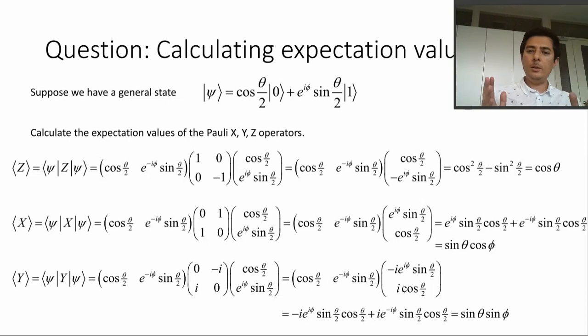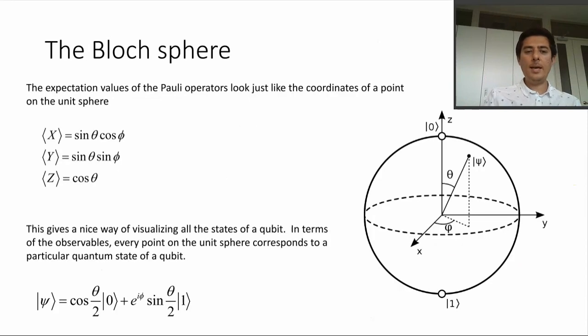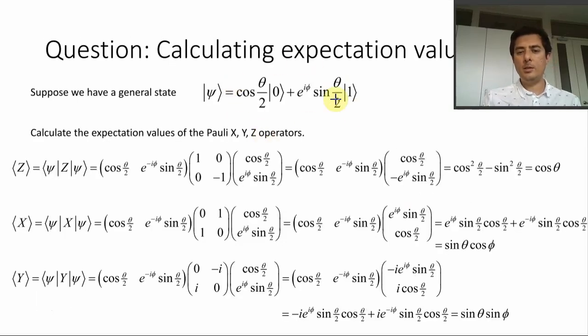But what some of you may notice about these things, cosine theta, sine theta cos phi, sine theta sine phi, is that this looks a lot like the spherical coordinates, right? And this is exactly why we've chosen this parametrization in this way. So why did I choose this theta over 2? Why didn't I just choose theta? It's because it will make it match exactly these spherical coordinate angles.